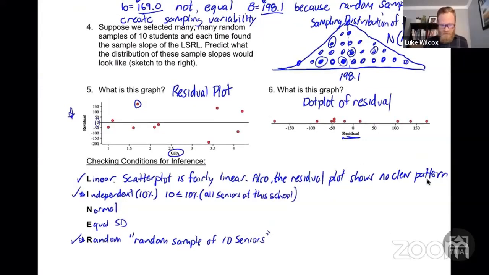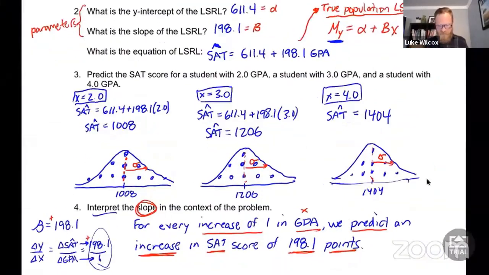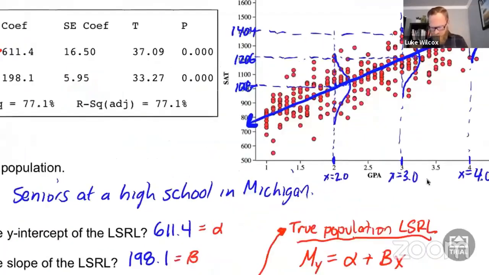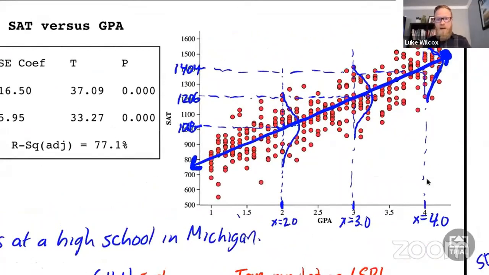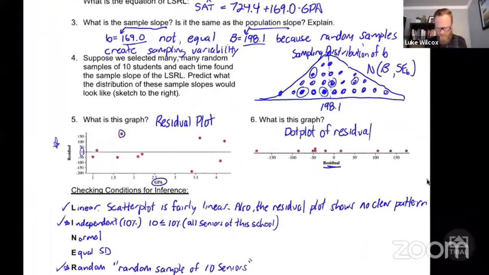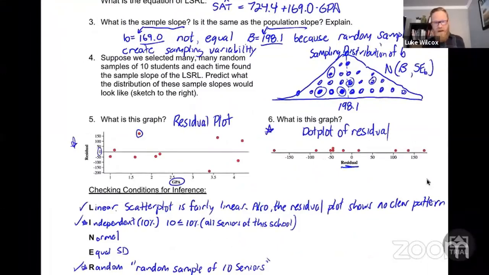Okay, now for the normal condition, this goes back to what we were talking about on the previous page with these normal distributions here and with this scatter plot that has all these normal distributions. What we're trying to say is for each x value, the distribution of the y values is approximately normal. And the way that we're going to check that here is we're going to look at this dot plot of residuals. Okay, and hopefully we see something that looks relatively normal there with the dot plot of the residuals. But surely we don't want it to have an outlier or strong skew. So I'm going to say here that the dot plot of residuals shows no strong skew or outliers.